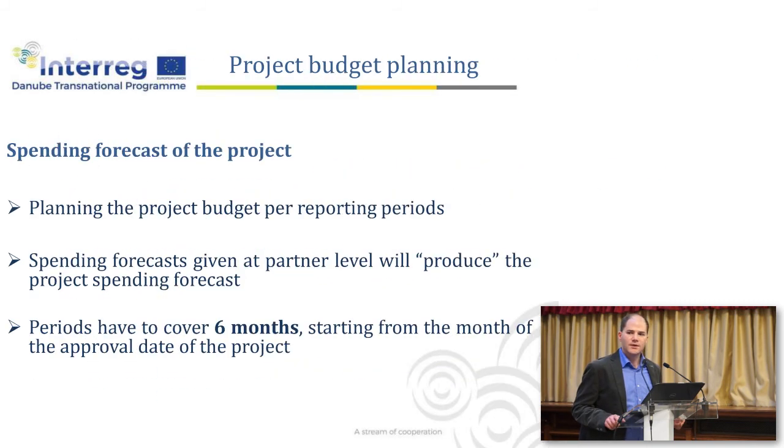And then the third way of structuring financial information is per periods. It means that you're planning the project budget per a particular period for a particular partner. You have to provide information for each of these periods on how much you would be spending. Spending forecast equals budget per reporting period in this case. Spending forecast given at the partner level will produce the project spending forecast. As I mentioned, periods have to cover 6 months, starting from the month of the approval date of the project, with some small modifications depending on the starting date and the end date of the project.